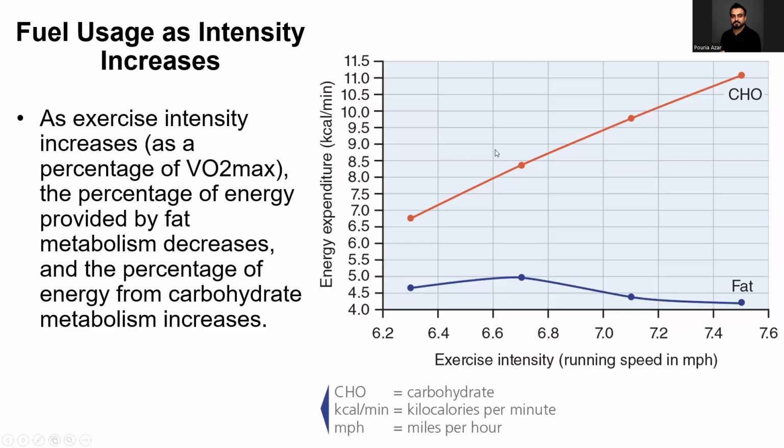So as exercise intensity increases, as the percentage of VO2 max increases, the percentage of energy provided by fat metabolism decreases, and the percentage of energy from carbohydrate metabolism increases.